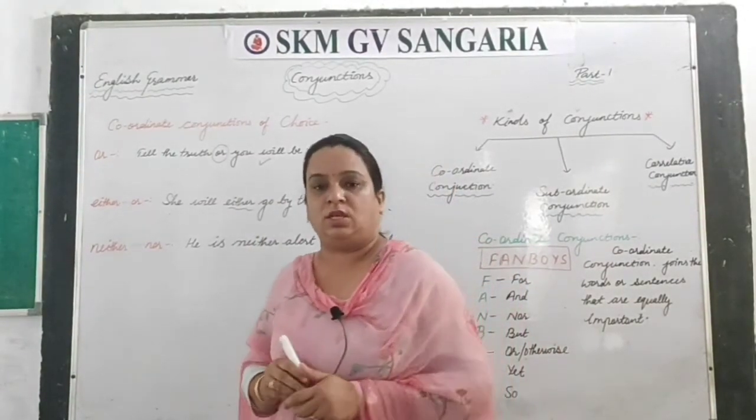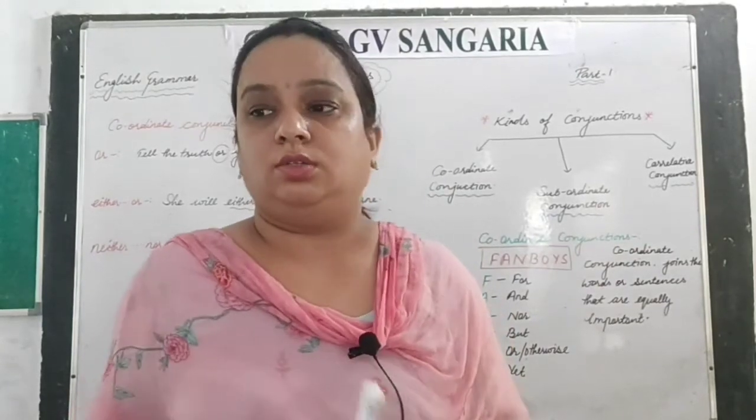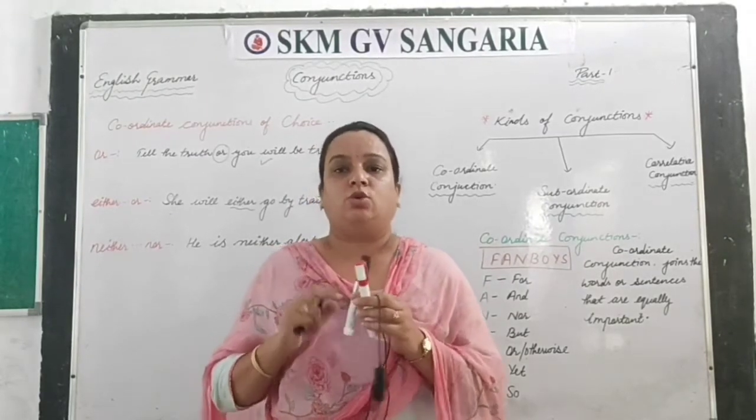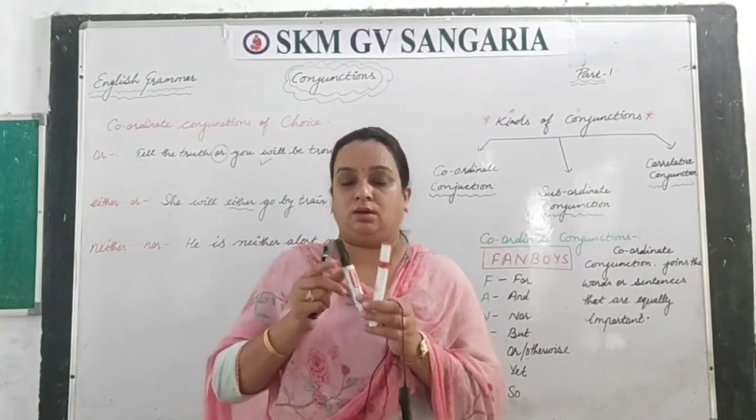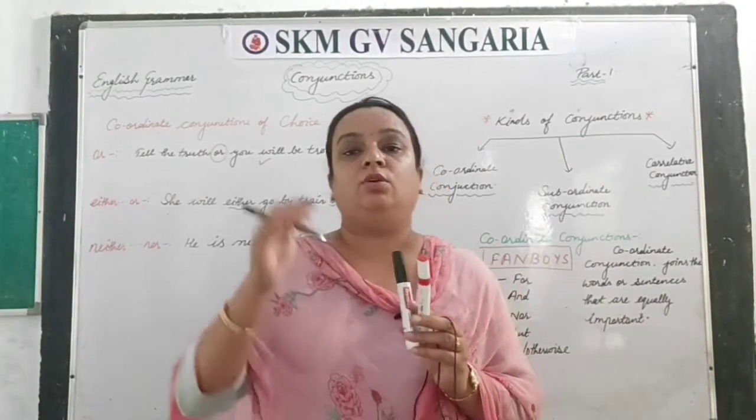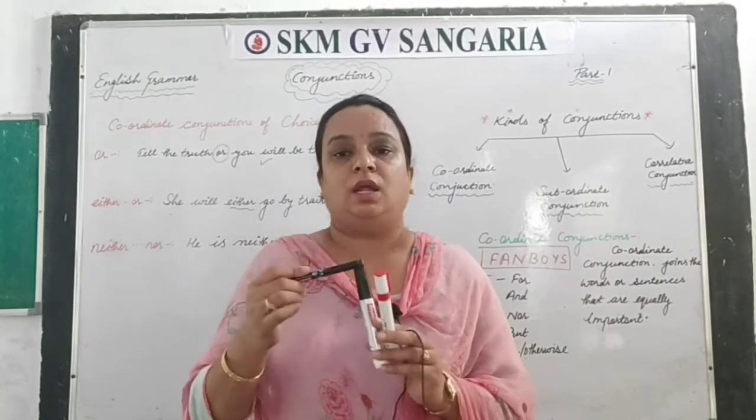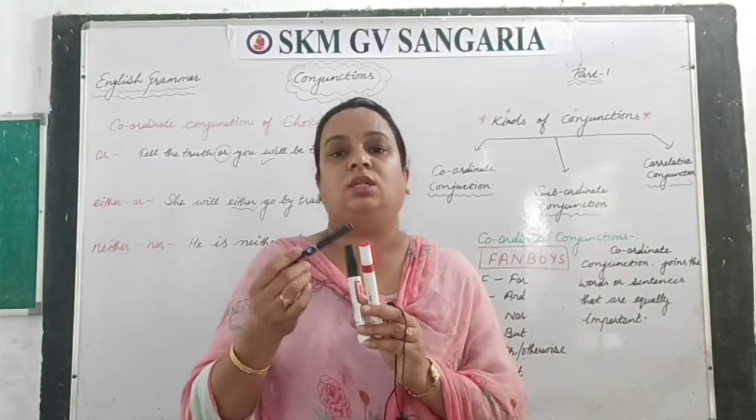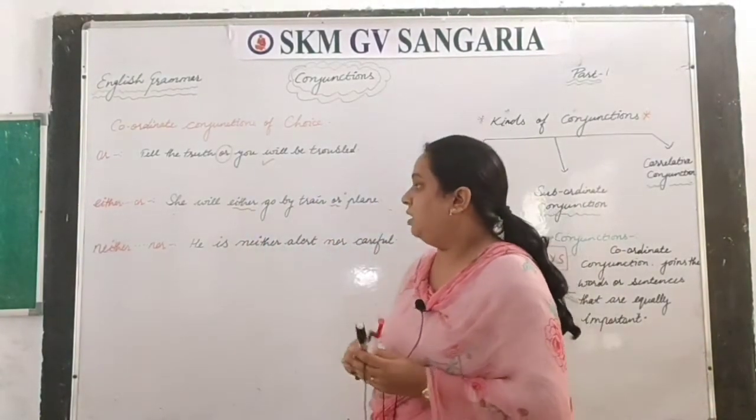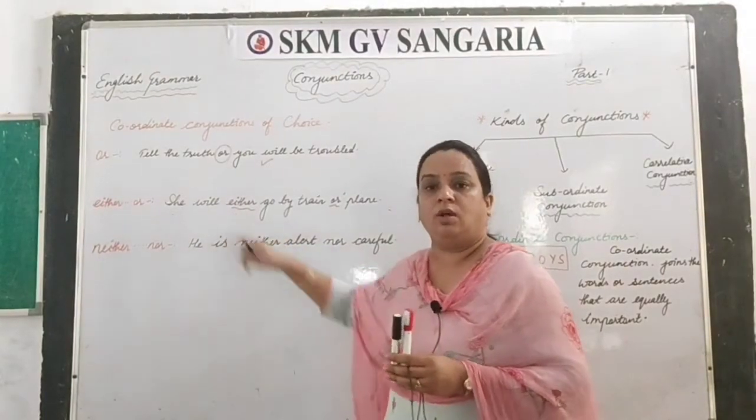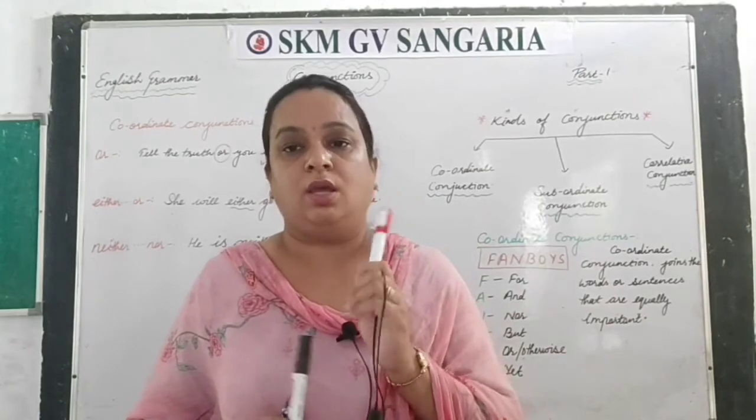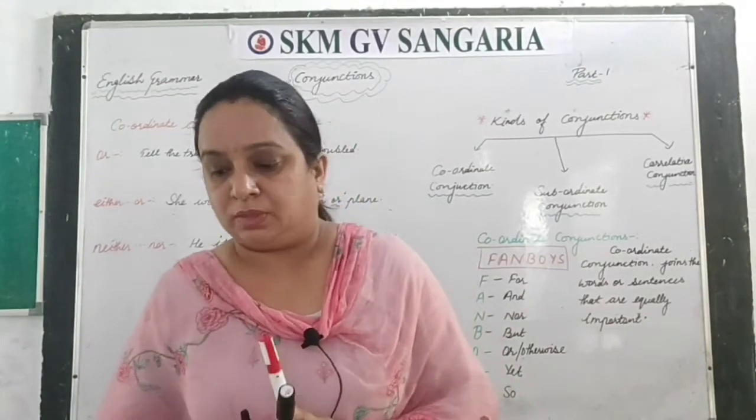Suppose I have two markers here, one is black and second one is red, right? So I will neither write with this black nor with red, I will write with the pen, right? So neither this nor this, but I will go for this. But in the case of either and or, I will write either with black or with red, right? So that's the difference between these.